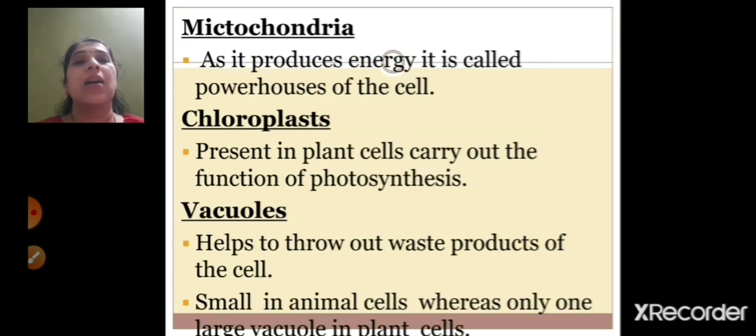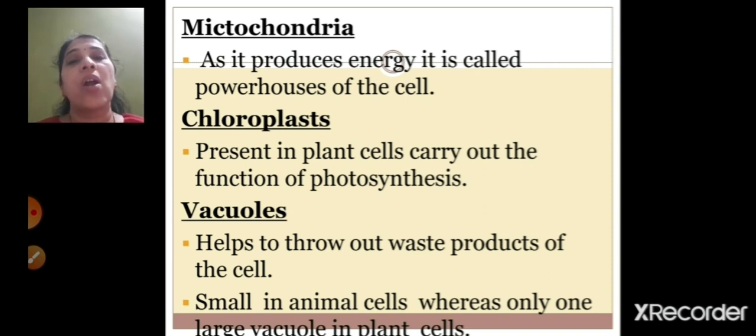Next is mitochondria. It is also called the powerhouse of the cell because it produces energy, right? Then there is chloroplast. Chloroplast is present in plant cells only because it can carry out the function of photosynthesis. And what is a vacuole? Vacuoles help to throw out the waste product of the cell, and these vacuoles are small in animal cells, whereas only one large vacuole is present in the plant cell.